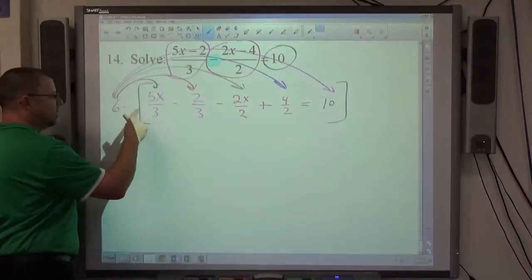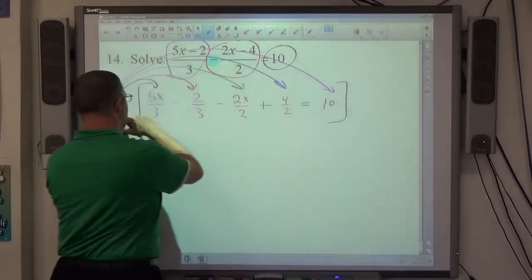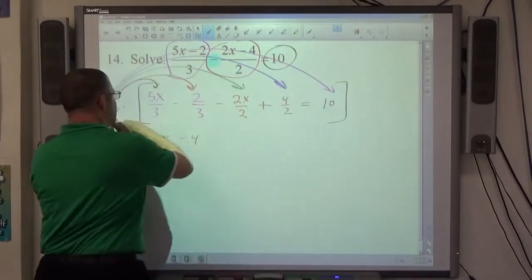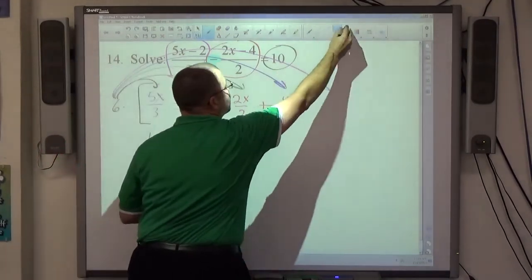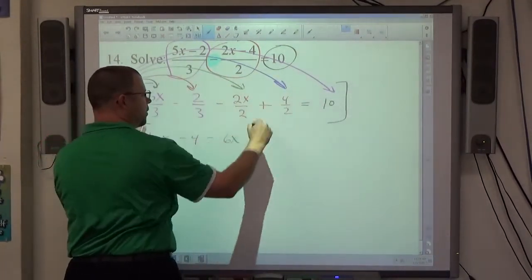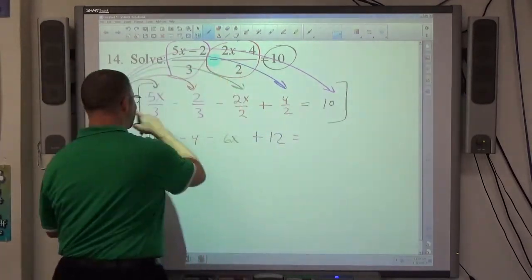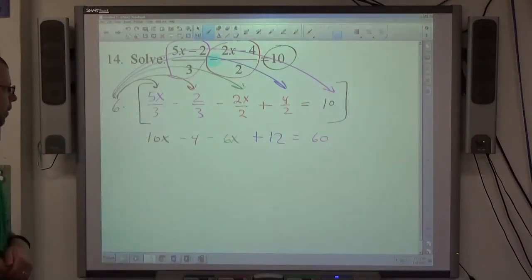So 6 divided by 3 is 2 times 5x is 10x. 6 divided by 3 is 2 times negative 2 is negative 4. 6 divided by 2 is 3 times negative 2x is negative 6x. 6 divided by 2 is 3 times positive 4 is positive 12. And 6 times 10 is 60. There's no fraction there, so no cancellation, just multiply what you got. And we get this nice non-fractional problem that's really easy to do.